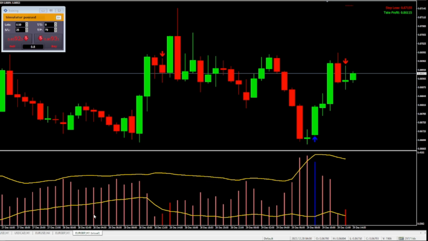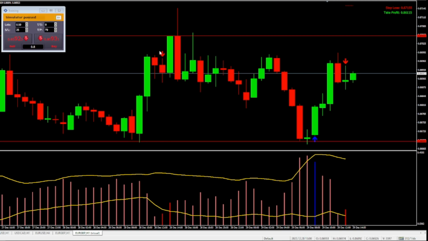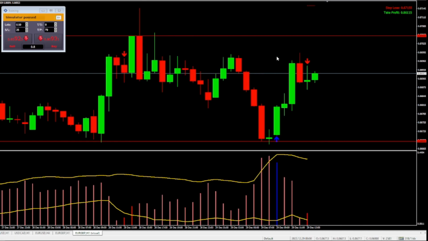For this example, I've selected the euro against the British pound in the hourly time frame. Firstly, from price action, we can observe that we are currently range bound between these two key levels, with the indicator providing us optimal entry points to scalp the market as it moves between these two zones.